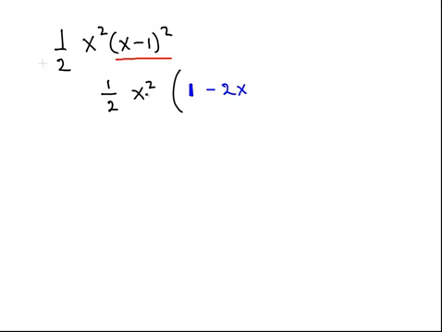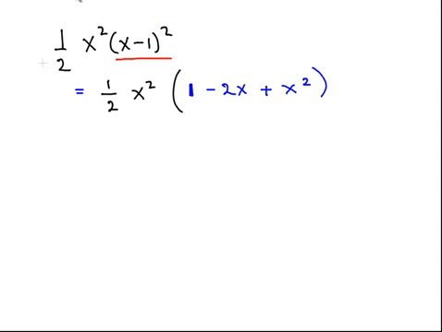So when I multiply that x squared by 1, I get x squared. When I multiply that x squared by 2x, I get a power of x to the 3, plus x to the power of 4, and so on. So when I multiply that through, the highest power there is going to be x to the 4. So far so good.